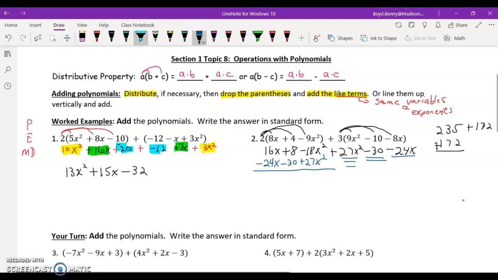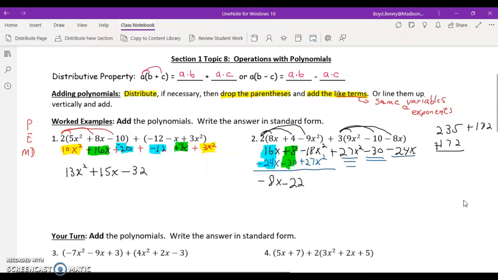Okay, now I've got my like terms lined up vertically, so I'm going to add 16 plus negative 24, or 16 minus 24, and that's going to give me a negative 8x. I'm going to add my 8 and negative 30, or 8 minus 30. That's going to give me a negative 22.